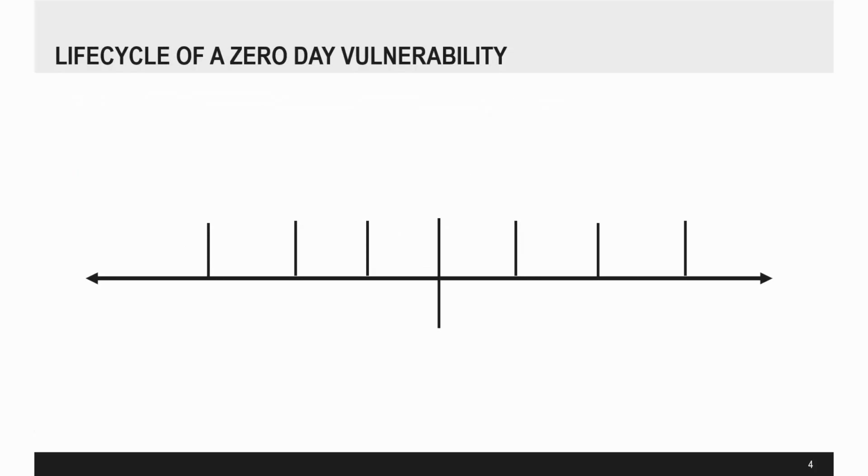So let's first of all have a look at a zero-day vulnerability. So here you'll see a timeline. This timeline may just be days, it could be weeks, months, or even years. And also the times between the points in this timeline could vary from days to actual years.